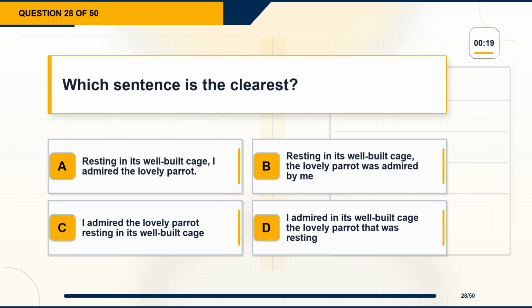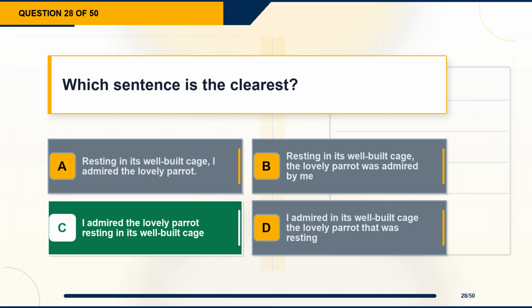Question 28. Which sentence is the clearest? Option A, resting in its well-built cage, I admired the lovely parrot. Option B, resting in its well-built cage, the lovely parrot was admired by me. Option C, I admired the lovely parrot resting in its well-built cage. Option D, I admired in its well-built cage the lovely parrot that was resting.